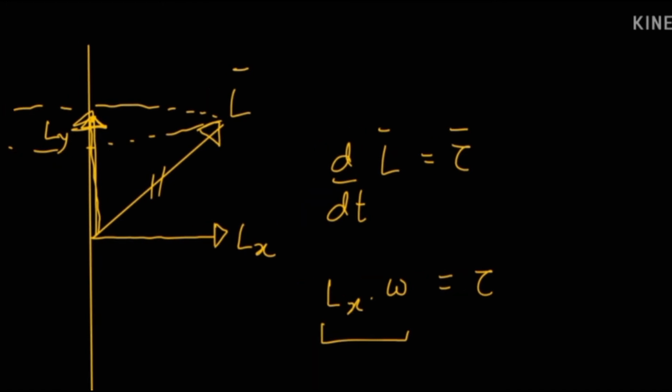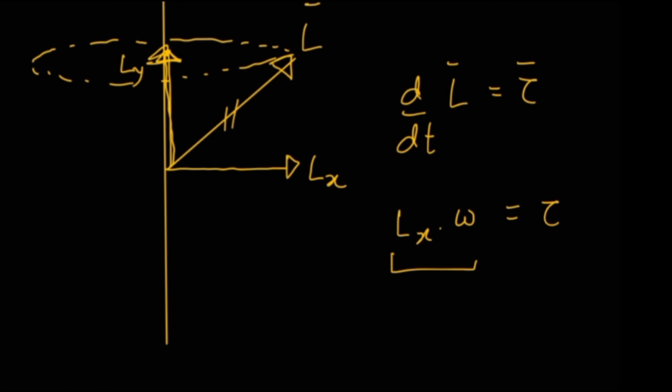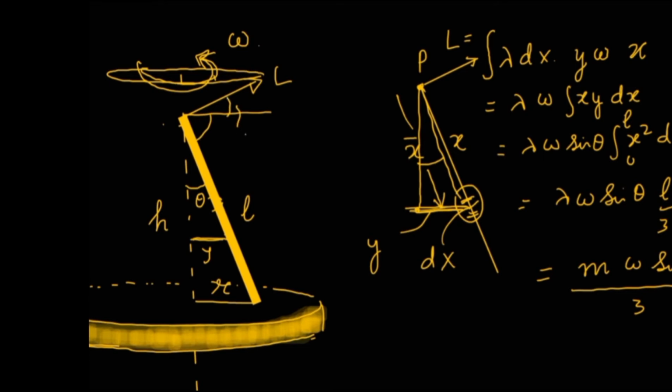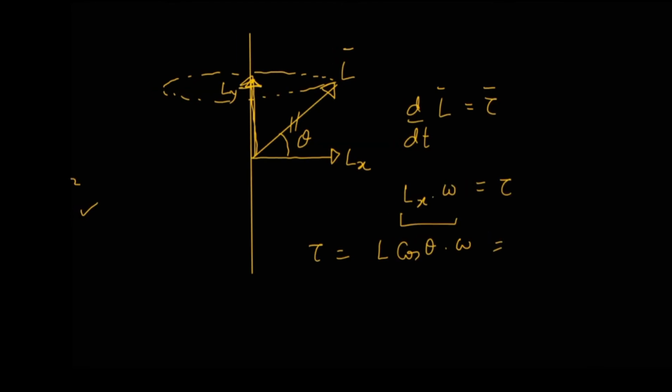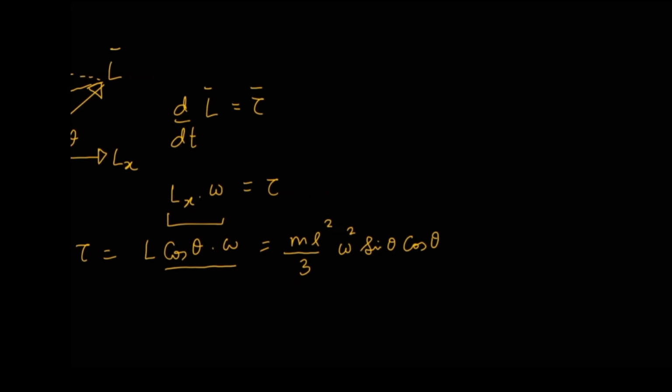So this much torque should act on the rod. And the angular momentum we have found as this. Lx is, if this angle is theta, we took this angle as theta, this would be 90 minus theta, so this will again be theta. So Lx is L cos theta, into omega. So this is the torque, and we put the value of L. This is the value of L, and omega cos theta we have to multiply. So this much torque should act on the rod.